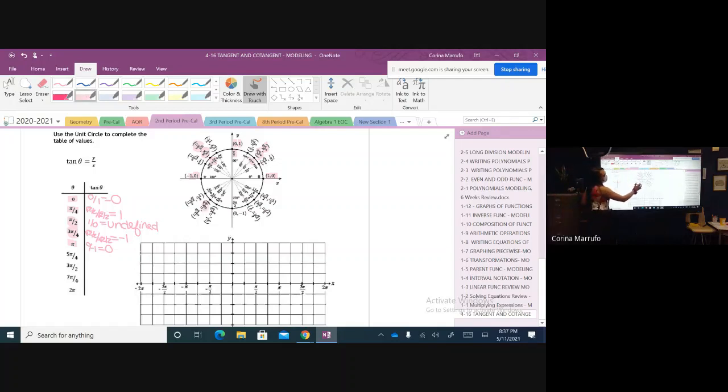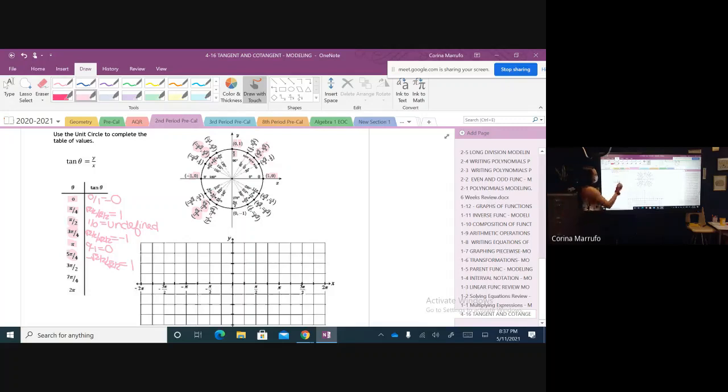My y value here is the negative square root of 2 over 2. And we divide it by the negative square root of 2 over 2. So the negative square root of 2 over 2 divided by the negative square root of 2 over 2. That gives me 2 negatives, make a positive, so it gives me positive 1.